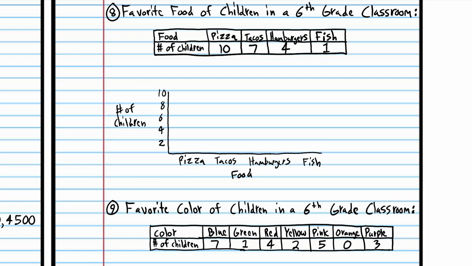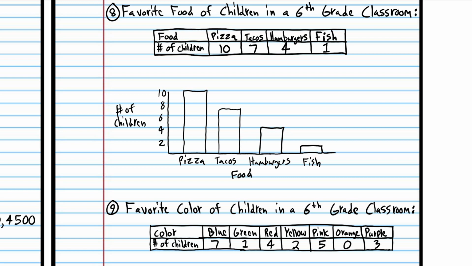All right, so there's 10 children that like pizza, so we're going to make a big old bar for those kids. And then we have 7 kids like tacos. That's their favorite food, so we're going to make a big old bar for those kids. And the widths of these bars have to be equal, because if they're not equal, then they're going to look strange. And there's 4 kids that like hamburgers the best. And there's 1 kid that likes fish.